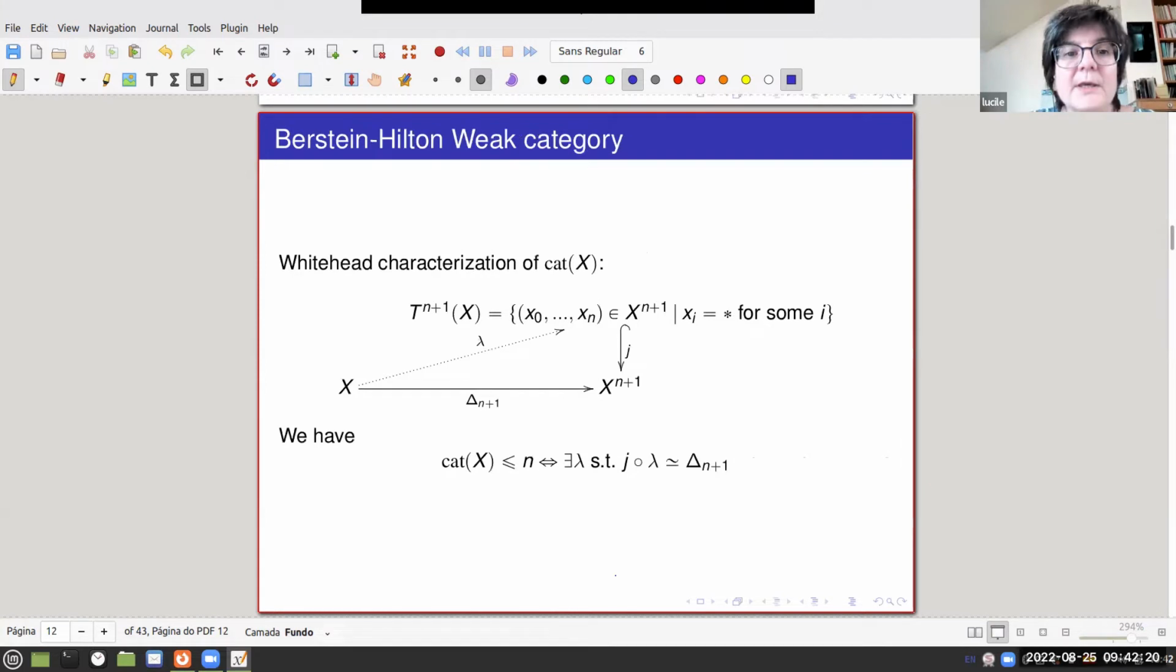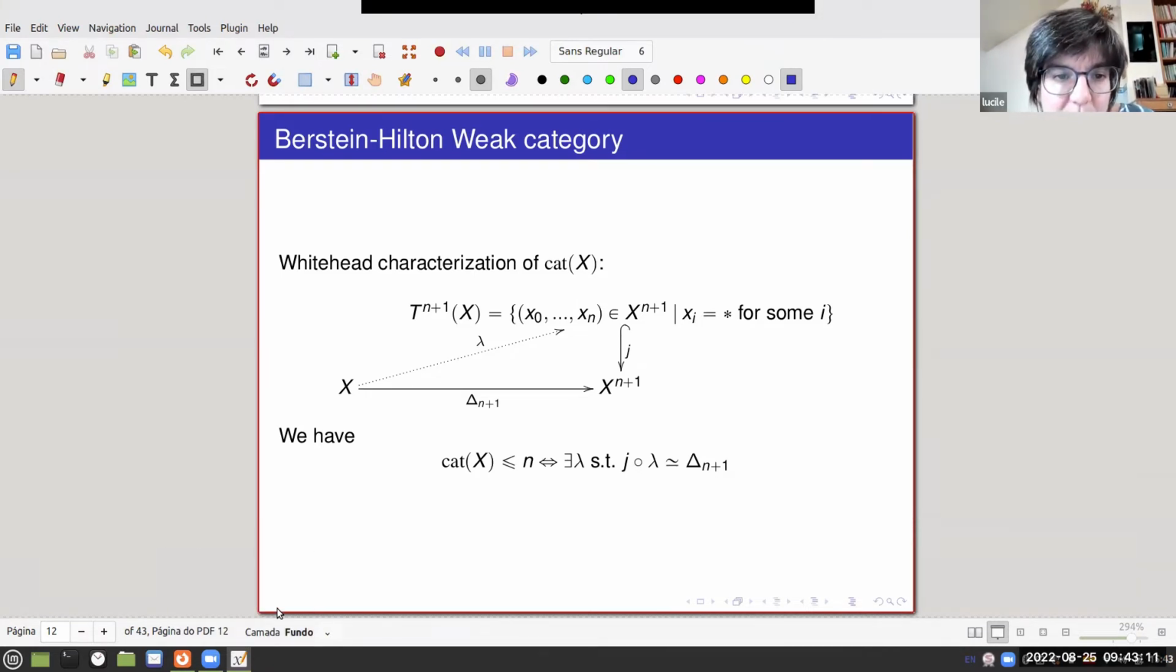Okay, so the weak category has been introduced by Berstein and Hilton using the Whitehead characterization of the category. So recall that, we can consider the n plus one fold product of X and the subspace E, which is called the fat wedge, which asks that at least one component is at the base point. Okay, so this is the fat wedge, and the characterization says that the category of X is less than or equal to n if and only if the n plus one diagonal map from X to the n plus one fold product lifts into the fat wedge.